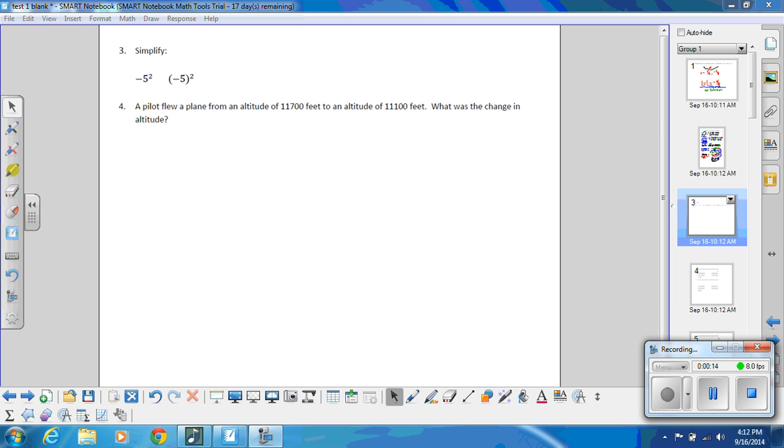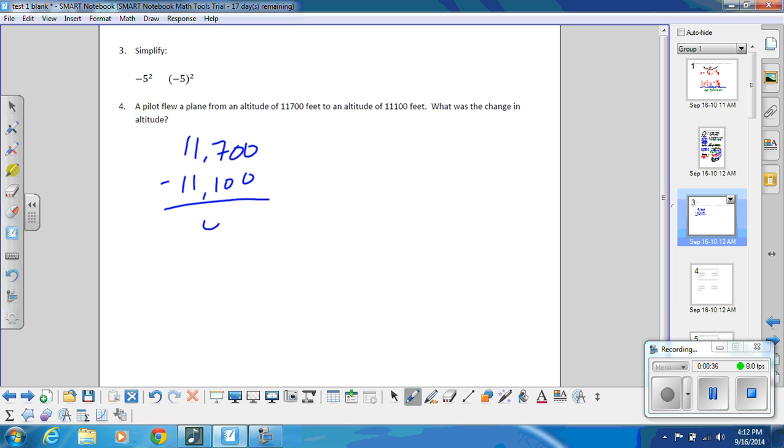4, now, the thing about 4 is I've noticed in the Hawks learning sometimes it was wanting this answer a different way. It says here a pilot flew a plane from an altitude of 11,700 feet to an altitude of 11,100 feet. What was the change in altitude? Well, this is just your basic subtraction problem. So you write out your numbers and you just subtract them.